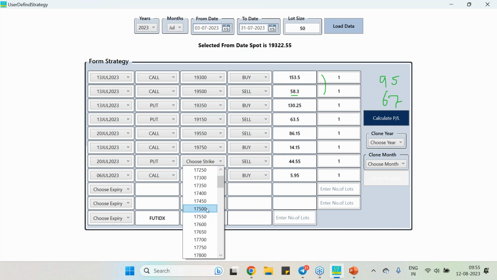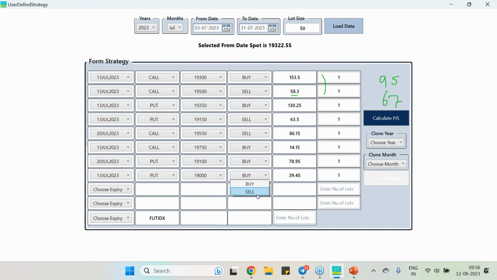Because I should not disturb or interfere in the bear spread's area, for that I have to say 19,100. How much do I have to get? Almost 48 rupees. With 19,100 coming, I can say on the 13th July put option I can buy 19,000. So this pre-adjustment is your choice.